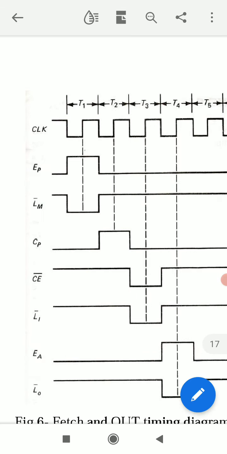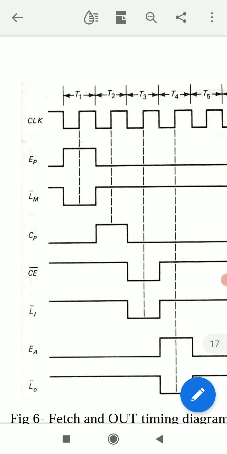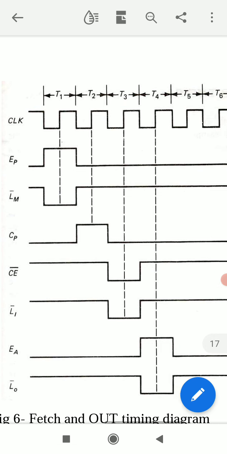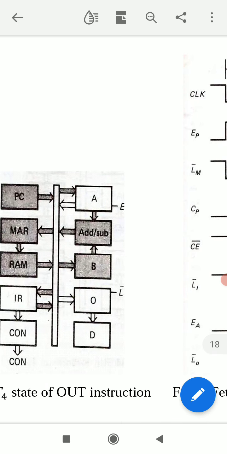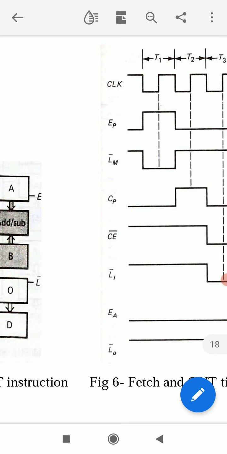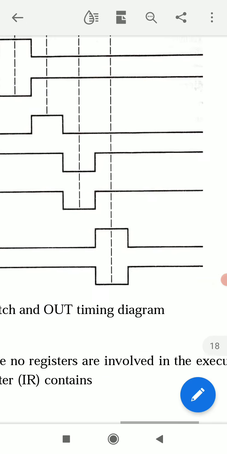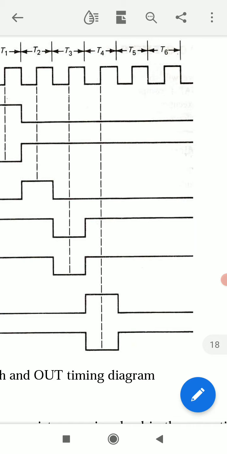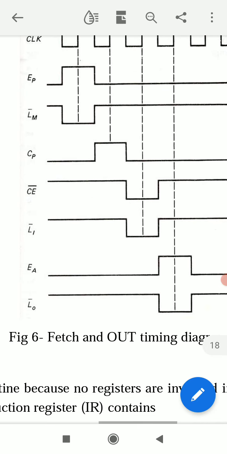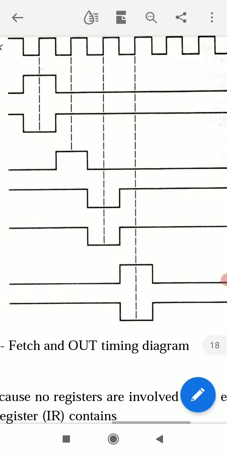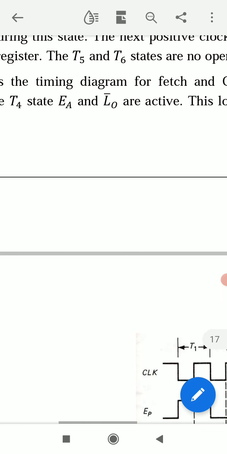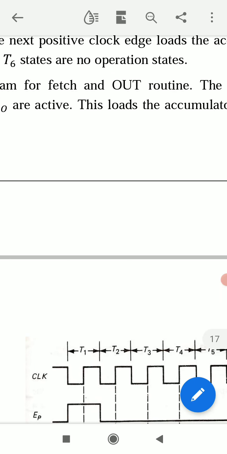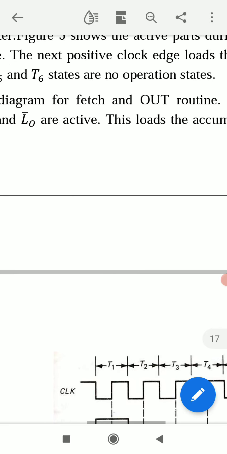So first three states T1, T2, T3 states are of fetch cycle. In the T4 state, the active bits are EA and LO bar. So EA must be 1 during this T4 state and LO bar must be 0 during this T4 state. T5 and T6 states are not needed here. These are no operation states.